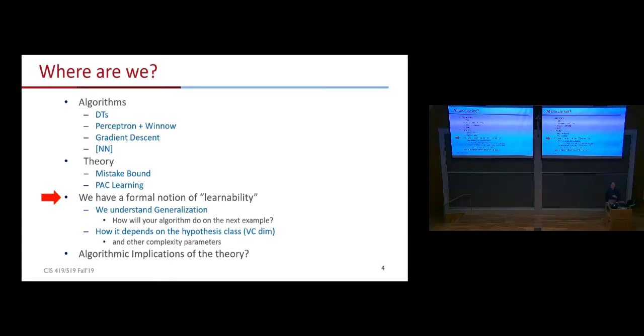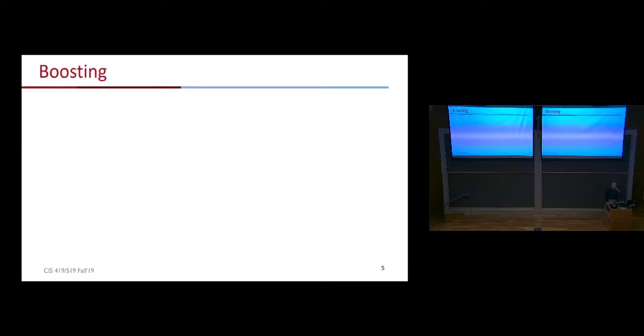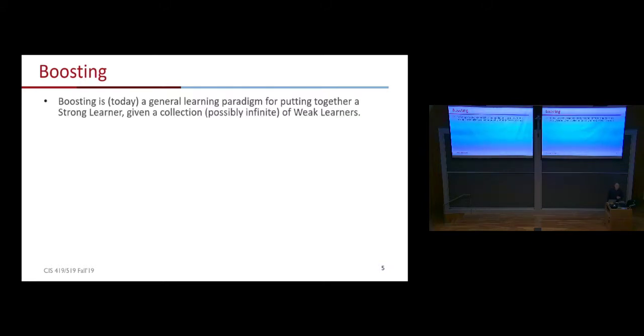And what we started to talk about last time, and will continue today, is really the algorithmic implications of the theory. So we talked about support vector machines, which is a very powerful learning algorithm that was really triggered by understanding the theory of learning. And today we're going to talk about another algorithm that really has the same kind of properties. This is an approach called boosting. Boosting today is really a general learning paradigm for putting together a strong learner given a collection of weak learners. And strong and weak, as you will see in a second, are actually technical terms.